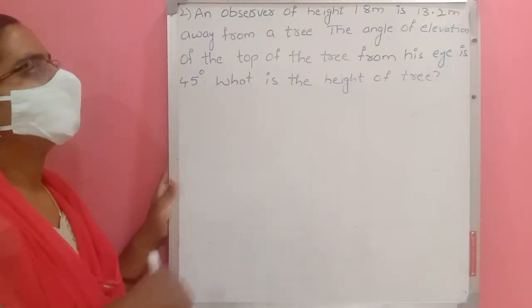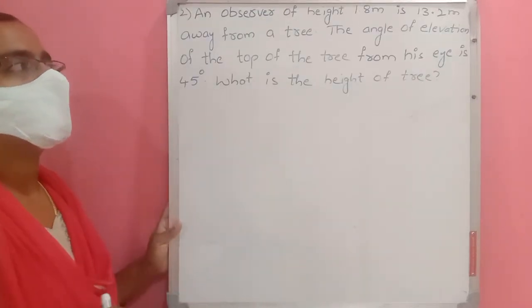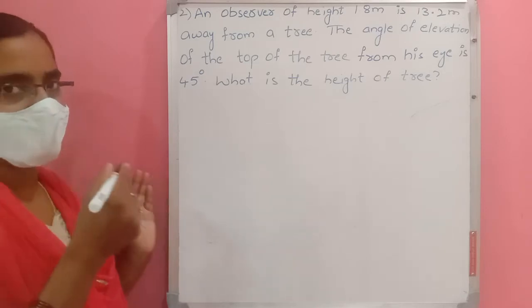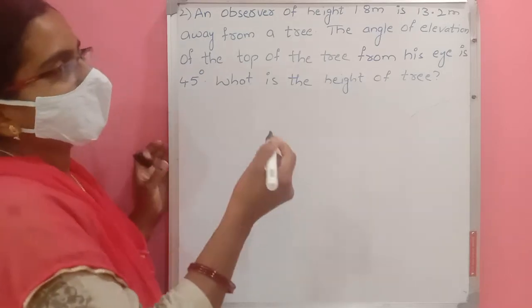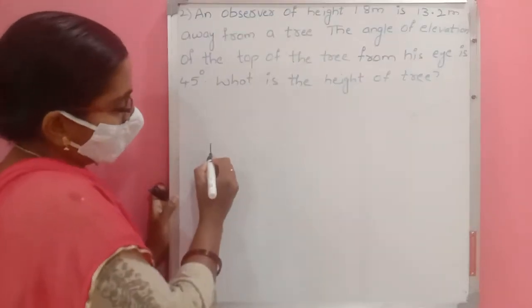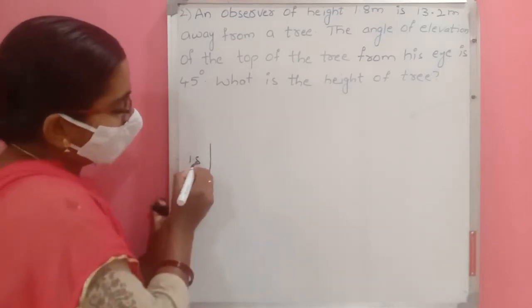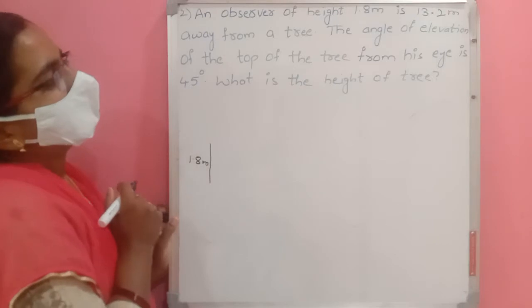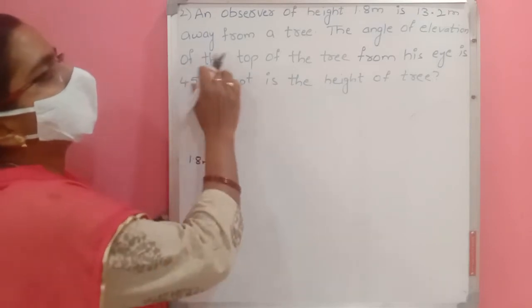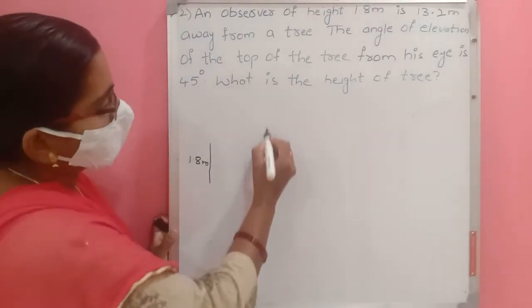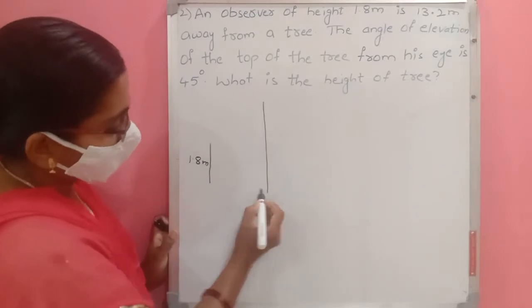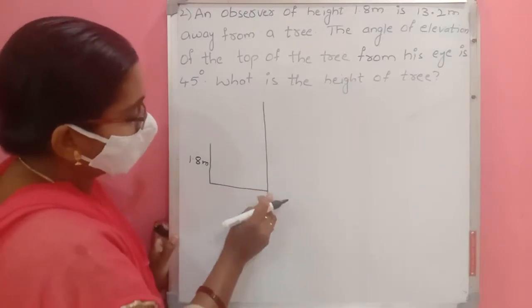Next example here. An observer of height 1.8 meter. The observer, a person, has a height of 1.8 meter. He is 13.2 meter away from a tree. So if this is a tree, he is 13.2 meter away.